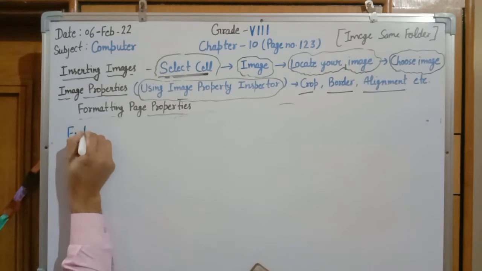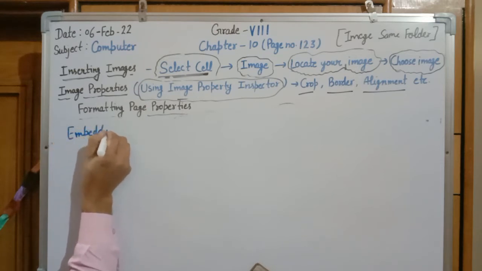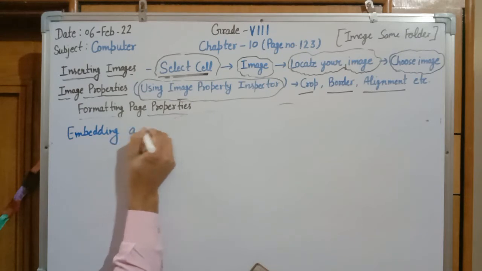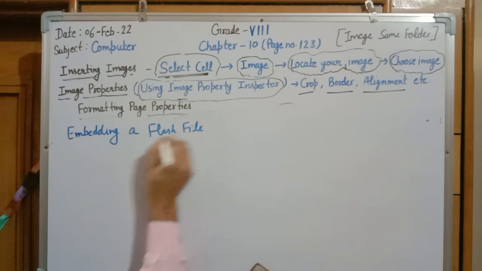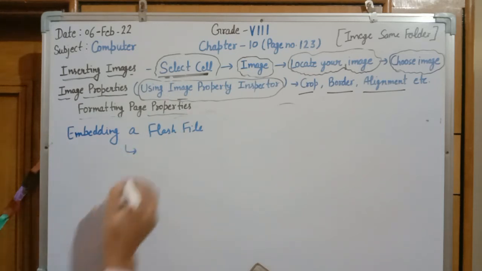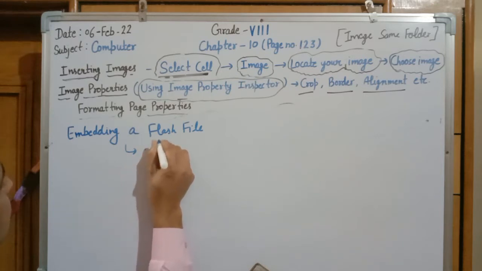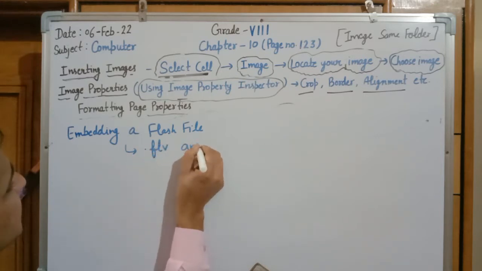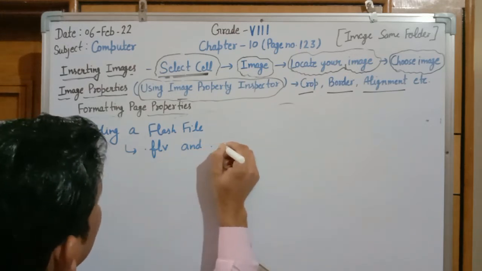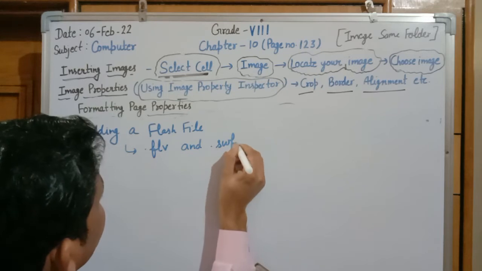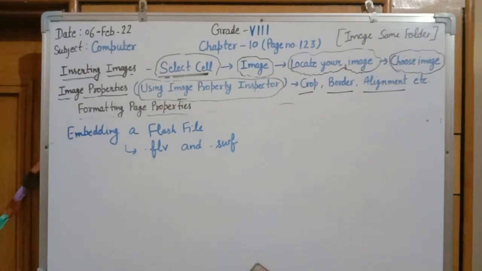Embedding a flash file. Flash file is used to add video in your document. Flash file can be inserted by two extensions. First extension that we can use is FLV, and second extension that we can use is SWF. Two types of flash file extension we can insert in a document to make the document more attractive.